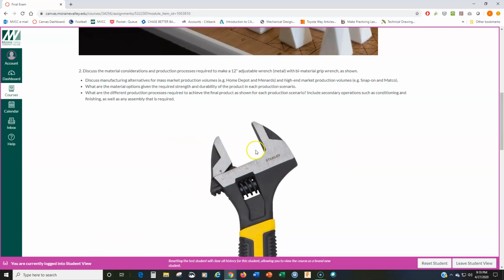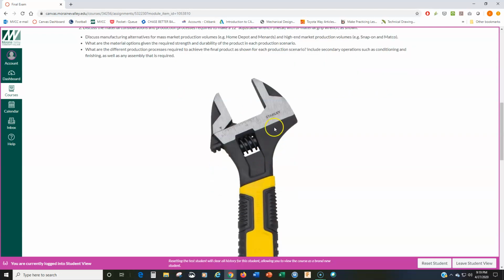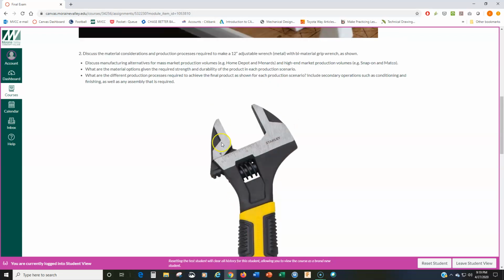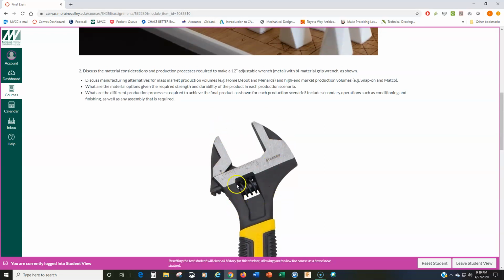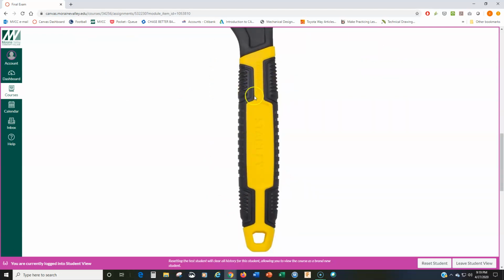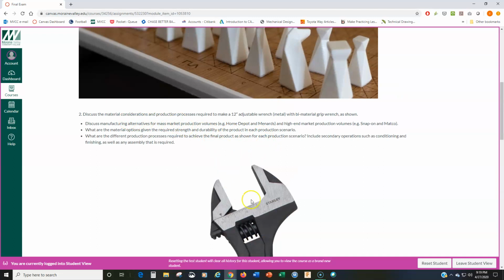But pretend that we designed this. You, as a member of the design team, this is the design that you guys came up with. This type of wrench with a metal frame and a bi-material plastic handle. So you can see the yellow is one type of plastic, the black is another type of plastic. It's a 12-inch adjustable wrench.